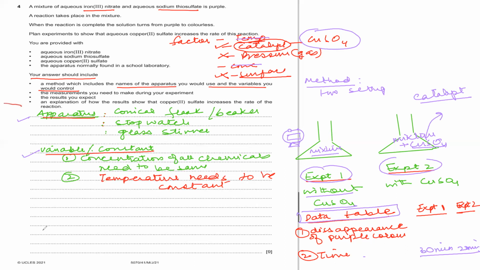And then finally, you will be writing down the inference and the conclusion that copper sulfate has an impact on the speed of reaction. Because we could see that reaction 1, which was without the copper sulfate, finished with the disappearance of the color taking 30 minutes, whereas with the copper sulfate, the disappearance of the color took 20 minutes. So we can finally conclude that copper sulfate is acting as a catalyst, which is speeding up the reaction. Okay.